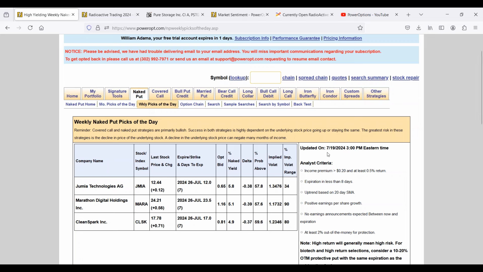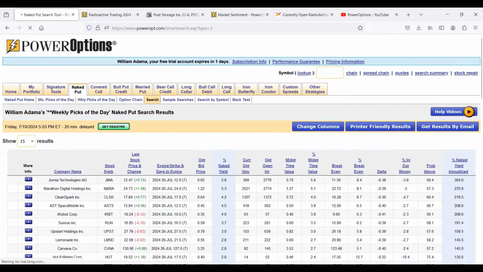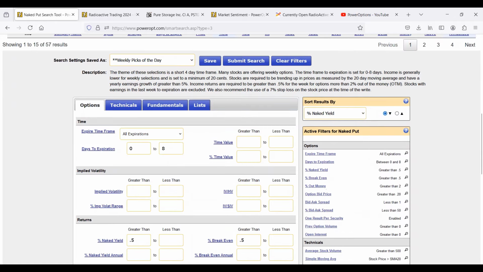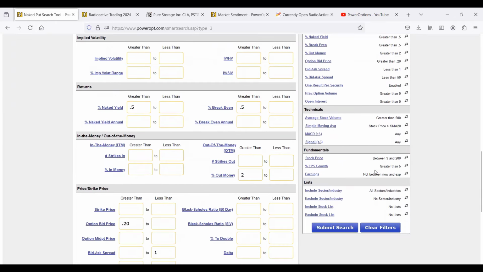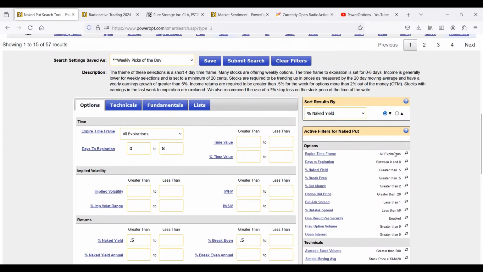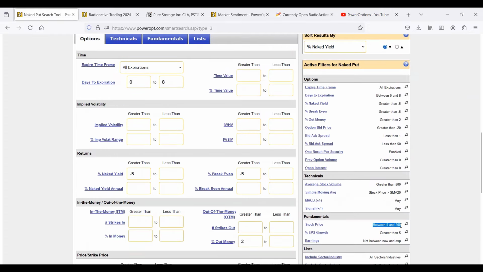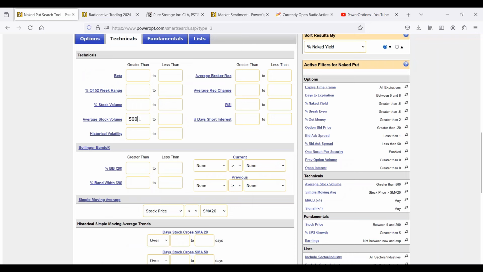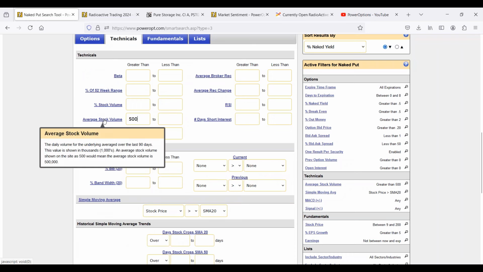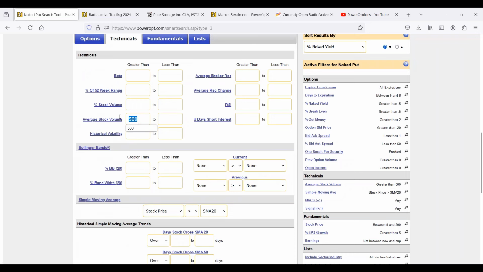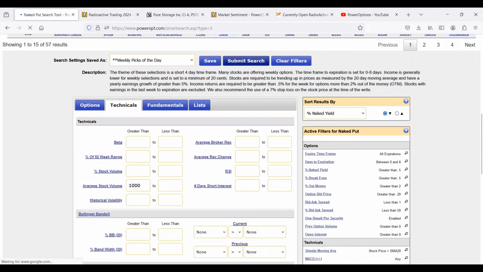But the concept there is that you can find those positions, use the search tool under Naked Put, start with the weekly picks of the day. That's our preferred criteria that we would use. Make your subtle adjustments based on what your account size is, what stock prices you're looking for. Maybe you want a bigger average stock volume. This is measured in thousands here on the technicals, so it's 500,000 shares on average over the last 90 days. I want it to be 1 million, so I'm going to change that to 1,000 in that case. And still stock price above the SMA 20. Go ahead and submit that.